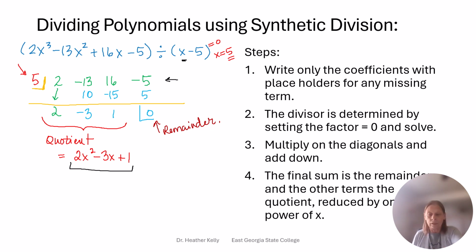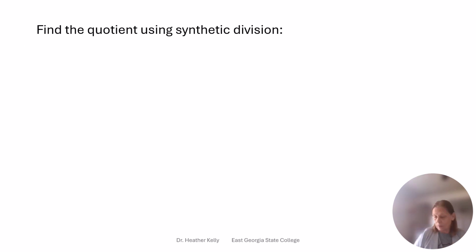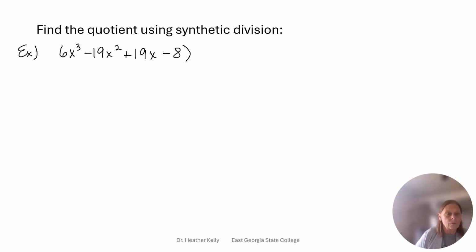Okay. So let's do another example here just to make sure. I'm hoping you've seen this before, but if not, you're going to get plenty of practice by the time we get done here. So our next example is going to be 6x cubed minus 19x squared plus 19x minus 8. And I'm going to divide that by 3x minus 2. So let's get ourselves all set up here.